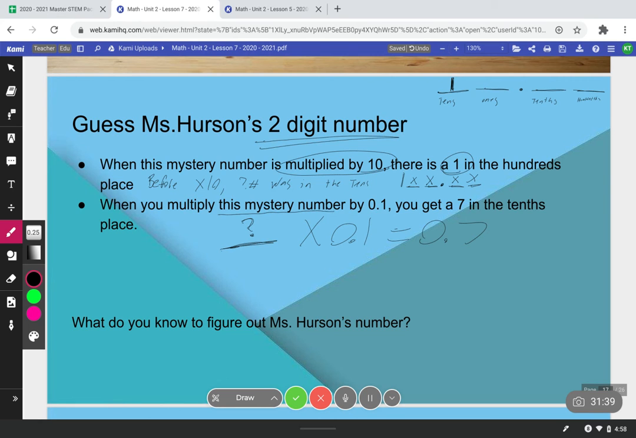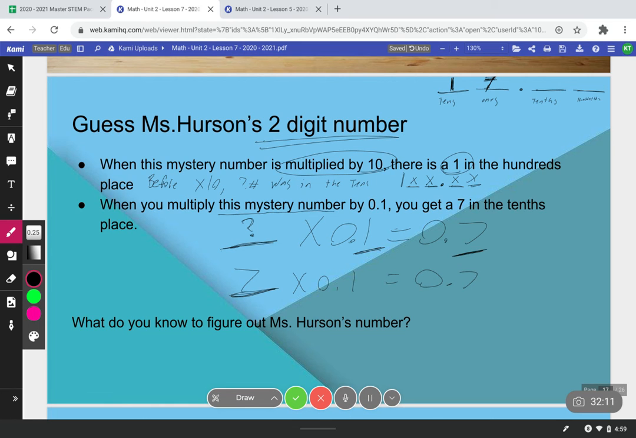So what number do I need to multiply by 1/10 to get 7/10? Well, that's easy, because any number multiplied by 1 is itself. So if I do 7 times 1/10, that will equal 7/10. So 7 is our final mystery number, and 7 is in the ones place.